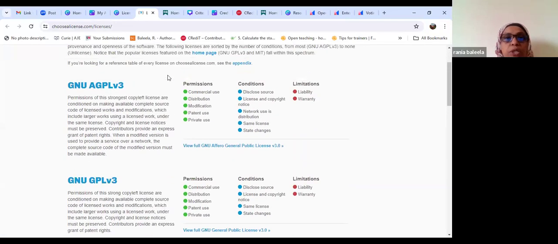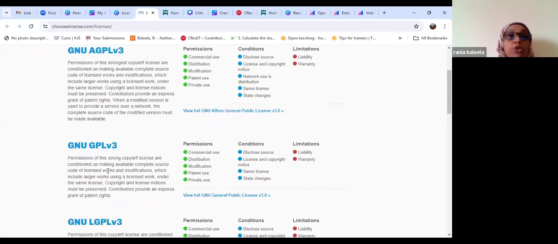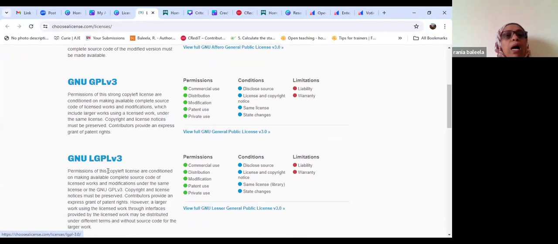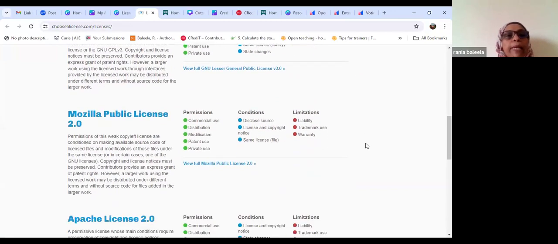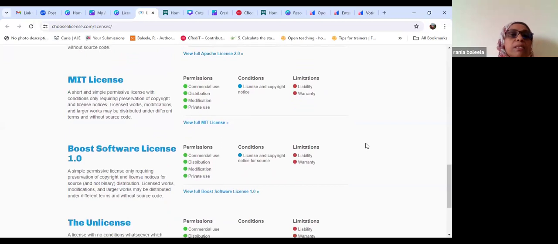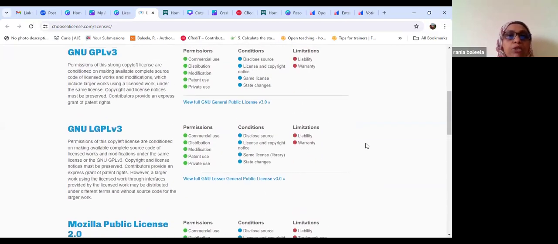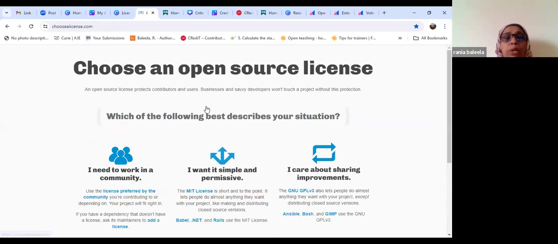As I had already mentioned, the ones at the beginning of this page are actually for software and documentation, like the GNU GPL, LGPL v3, different ones with permissions, conditions, and limitations. The Mozilla Public License, the Apache License, the MIT License, and different ones. If you go downwards, okay, if you're not licensing software, where can I go? Mine is not for software. Then I will go to the homepage.